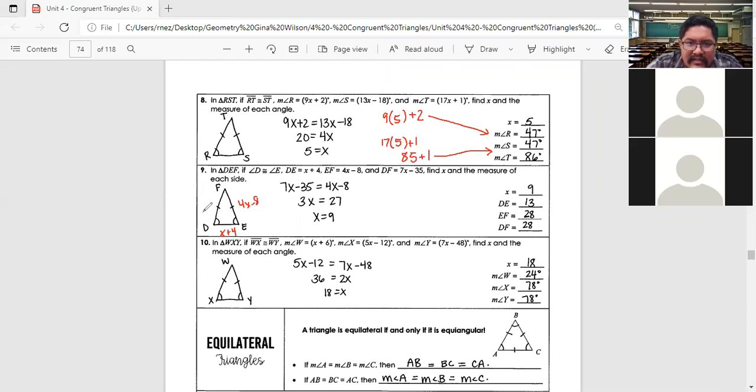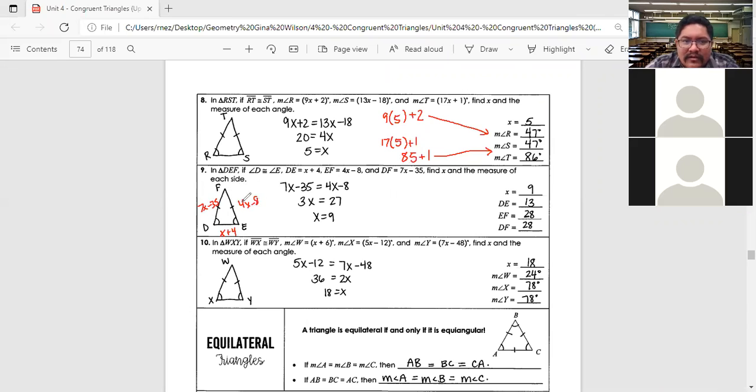And DF is 7X minus 35. So sometimes it's a good idea to fill out the whole thing. You don't really need to, but I would suggest it because it does help keep everything in a nice, orderly manner.